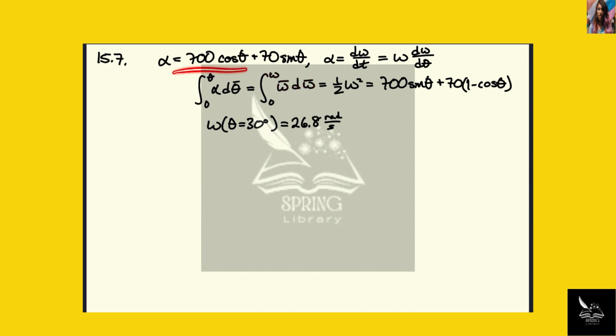Now we can use this expression and plug it in here. Integrating this, we just get 1/2 omega squared, and then we can integrate this and evaluate it from 0 to theta, and we get 700 sine of theta plus 70 times the quantity 1 minus cosine of theta. That gives us an expression we can solve for omega, and then plug in theta equals 30 degrees, and we wind up with the angular velocity at this angle of 26.8 radians per second.